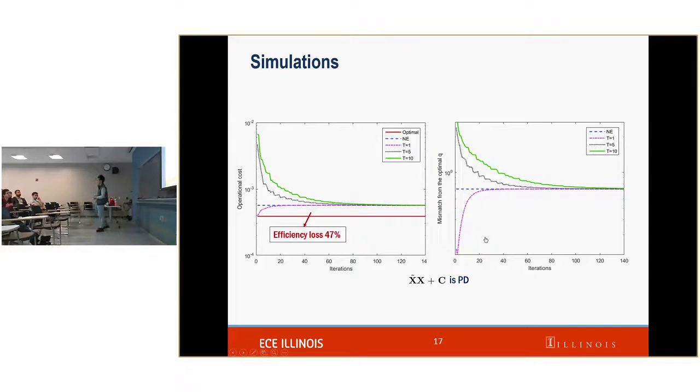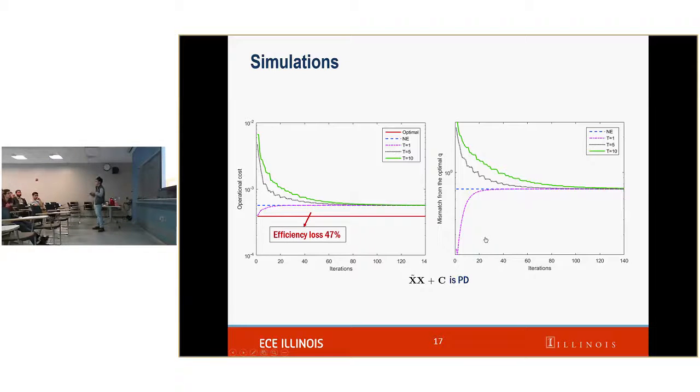Good question. I'll explain it. So the efficiency loss here means the difference between the value of the operational cost, the difference between the equilibrium one and the optimal one. We want to minimize the operational cost of this system in our voltage control problem. So we have an optimal solution.